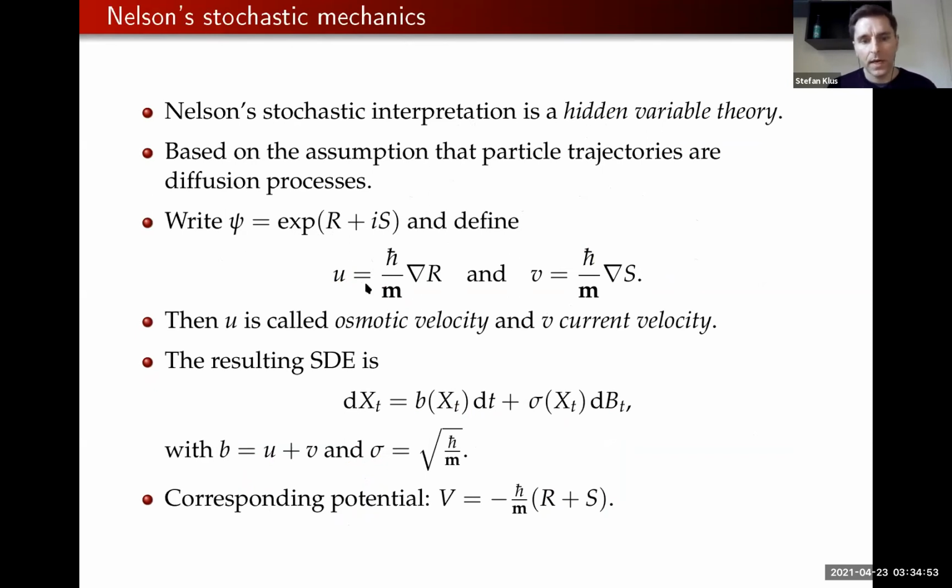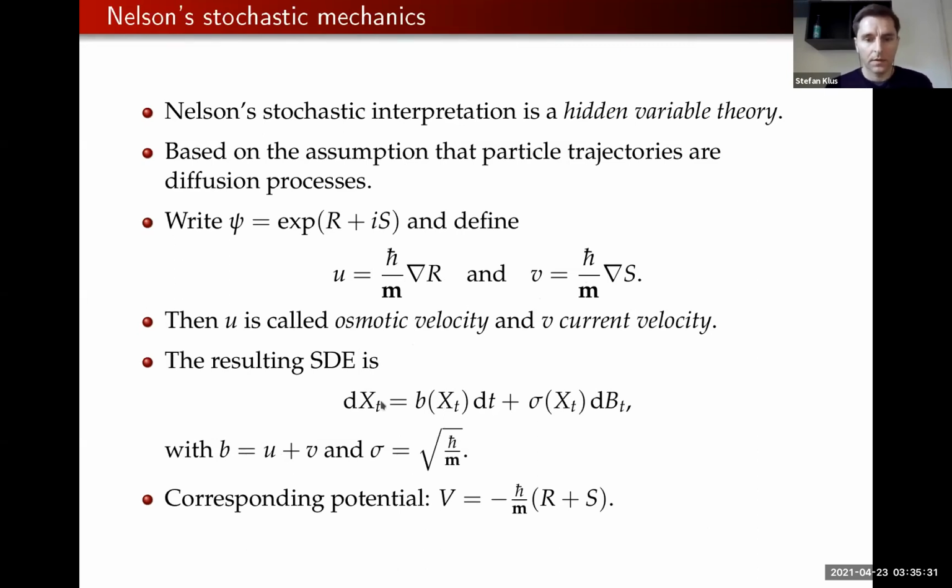And then if we define this osmotic velocity and this current velocity as follows, we take the gradient of this function R and we take the gradient of this function S, then we can obtain a stochastic differential equation, again of this form: drift term, diffusion term. b is the drift term, sigma is this diffusion term here, where the drift term is given by u plus v, the gradient of R plus the gradient of S times these constants here. And the diffusion term is simply a constant, and it's given here by h bar divided by the mass, or the square root of that.